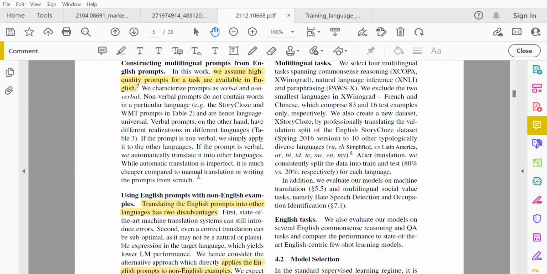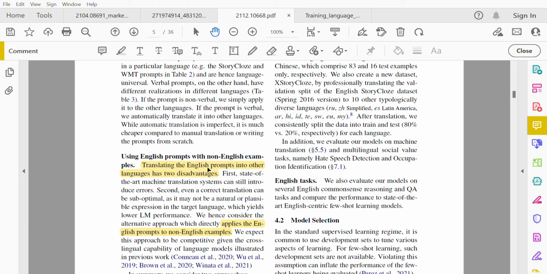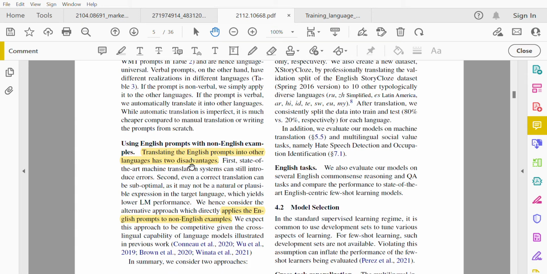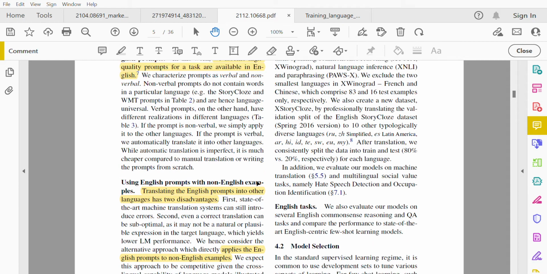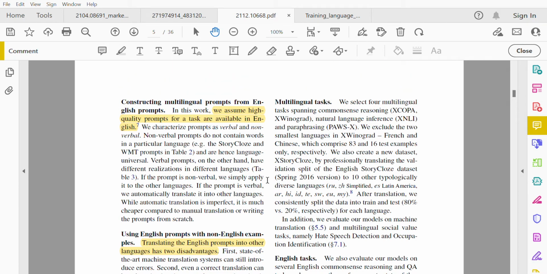So the other sort of technique they're also looking at is using a translation model. I think they use the Google API for that to translate English prompts into other languages. There are some disadvantages here, but worth experimenting with. So yeah, they have two approaches: same language prompting, where we use prompts in the same language as the example, and high resource prompting, where we use prompts in a high resource language, for example, English. I think these are some interesting questions because it makes sense that the embeddings of whatever language you're using are only as good as the amount of data that you have to train on.